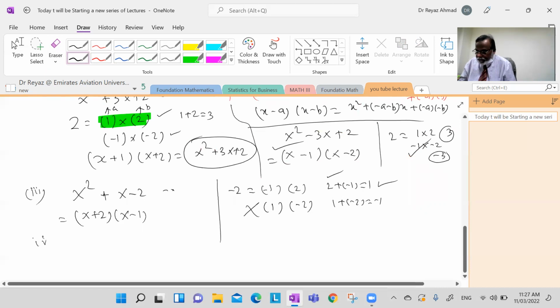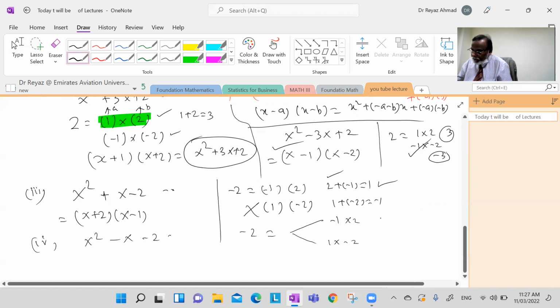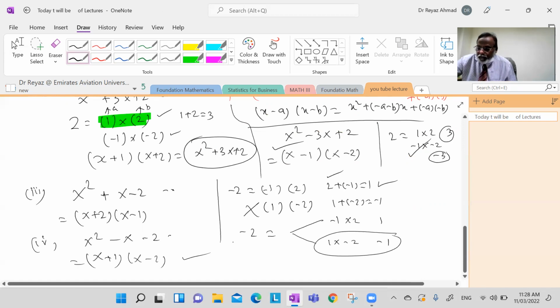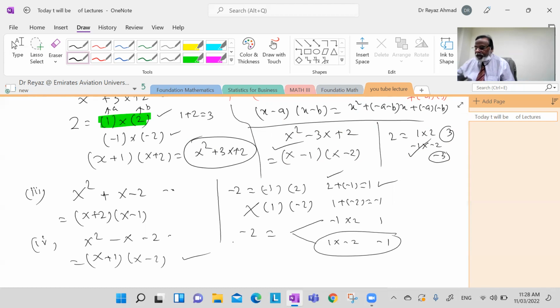The fourth one is x squared minus x minus 2. Again, we go back to the minus 2. We have two possibilities: minus 1 and 2, and 1 and minus 2. But I am looking for this one to give me plus 1 and this to give me minus 1. What I want is a minus 1. So this is my accepted combination, which is x plus 1 and x plus minus 2, meaning minus 2. So this is the answer. This is how you will be doing the factorization.